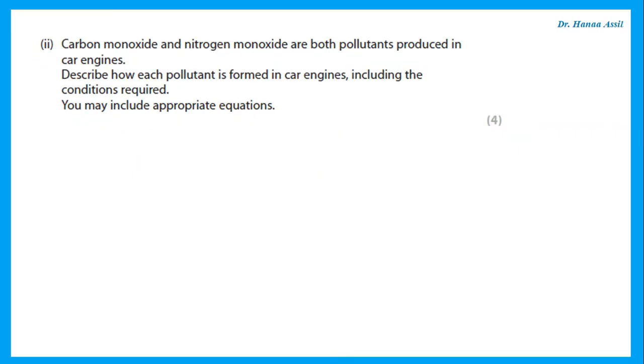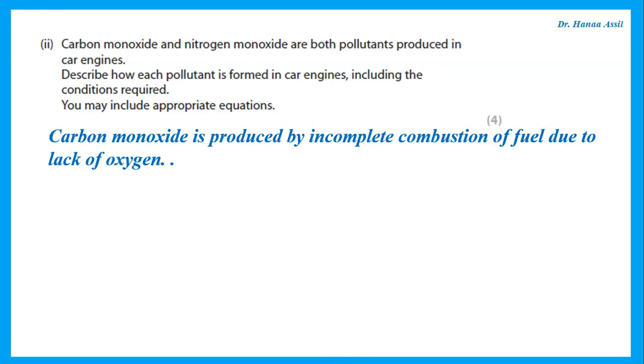Carbon monoxide and nitrogen monoxide are both pollutants produced in car engines. Describe how each pollutant is formed in car engines, including the conditions required. So, remember, how do we get carbon monoxide? Carbon monoxide is produced by incomplete combustion of fuel. And this happens when there is lack of oxygen or a limited amount of oxygen.